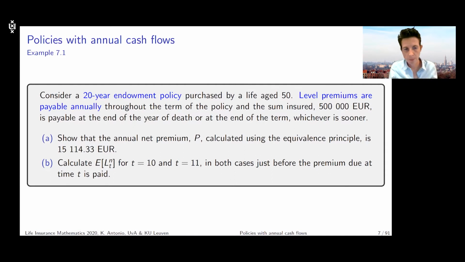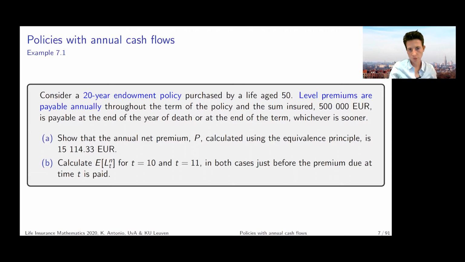So first of all, I need to show that the annual net premium calculated using actuarial equivalence is 15,000 something. And then the next question is essentially to calculate the policy value at time 10 and the policy value at time 11, in both cases just before the premium due at time t is paid. That's what I mentioned on the previous sheet as well. The convention is typically that we will include the premium payable at time t in the policy value calculated at time t.